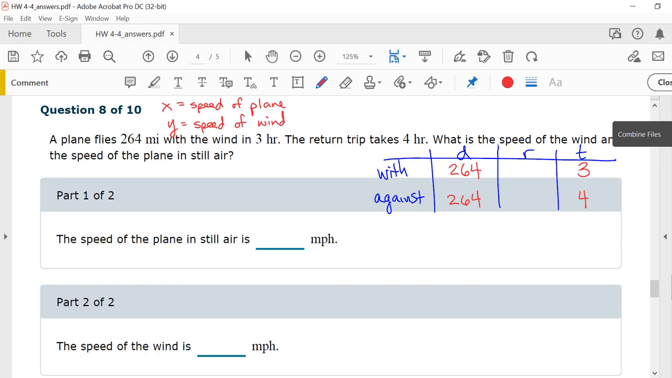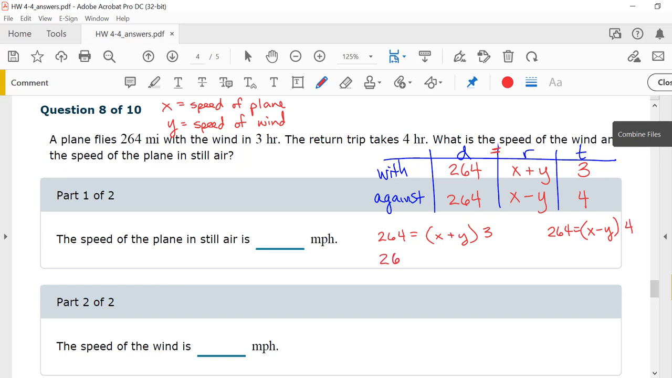If you're going with the wind, you're going to be traveling x plus y. If you're going against the wind, your rate is going to be x minus y. Don't forget, distance equals rate times time. So 264 equals (x plus y) times 3. And 264 equals (x minus y) times 4.